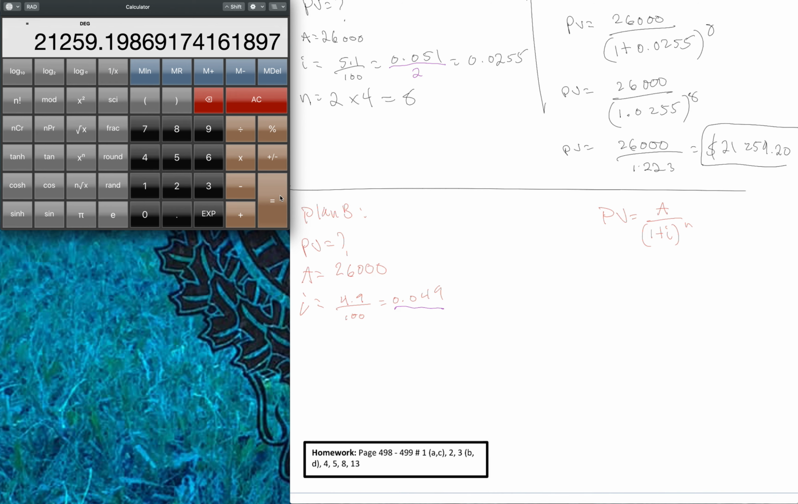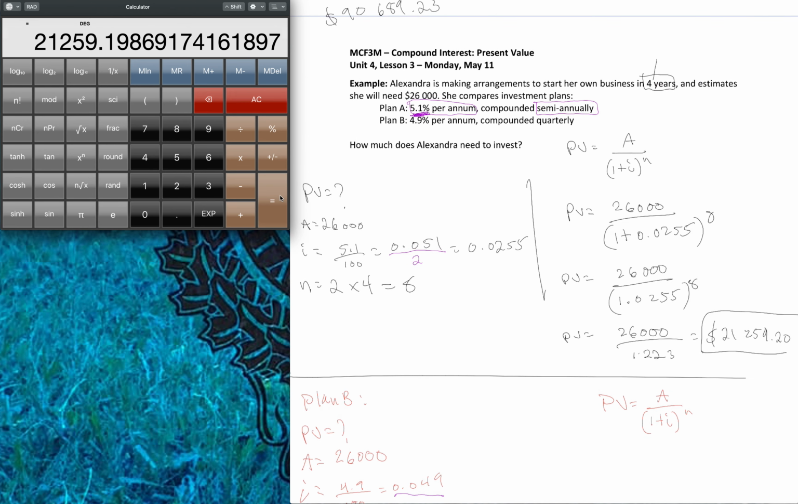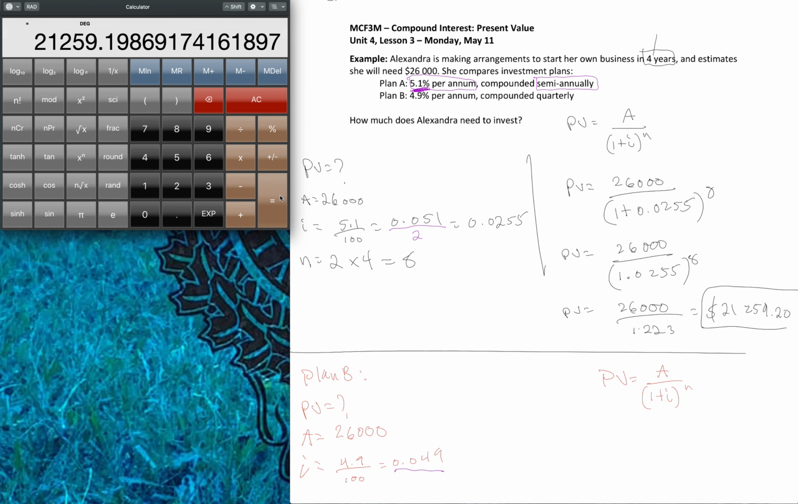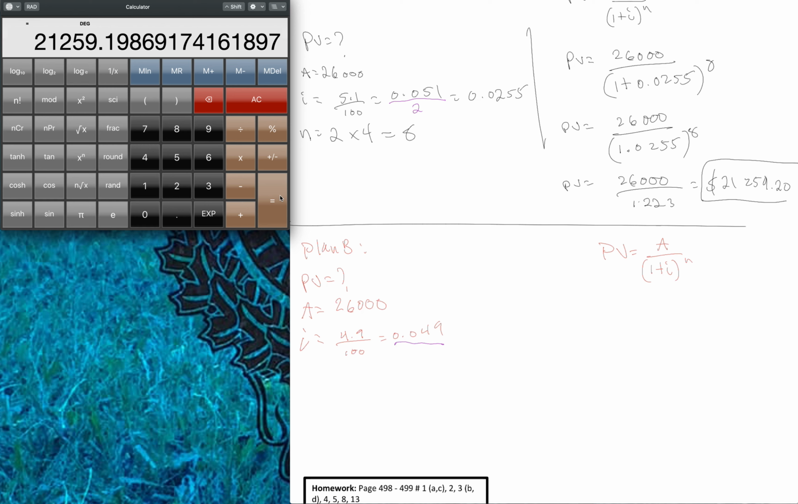Okay, so depending on if it's compounded quarterly or, for Plan A, semi-annually. This time it's compounded quarterly, which means it's going to happen every 3 months. And remember that at the end of the year, you have to equal the 4.9%. That's how much you earn every year. The way it gets compounded is broken down differently. So you're going to earn the 4.9%, but you're going to earn it quarterly. So divide it by 4.